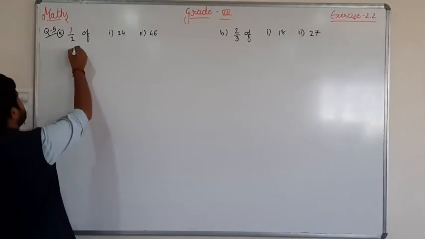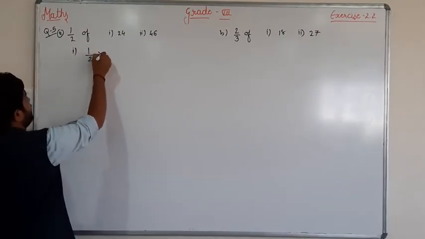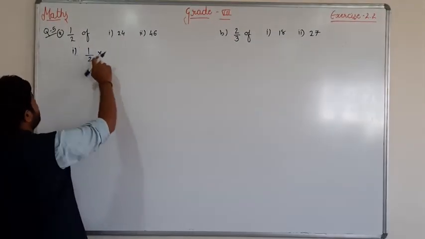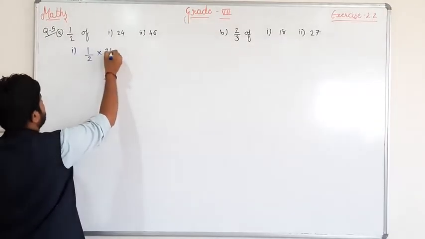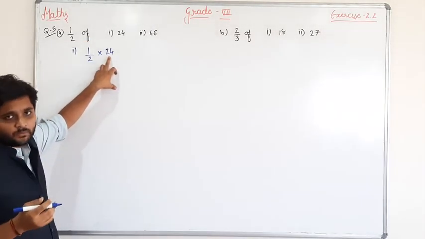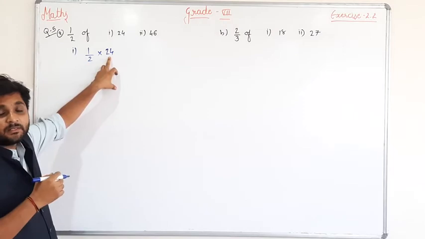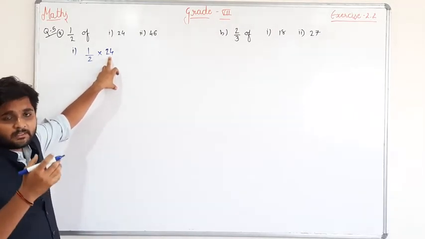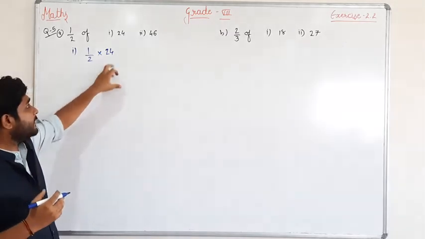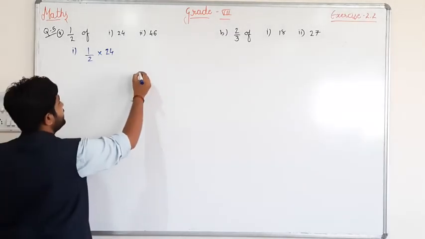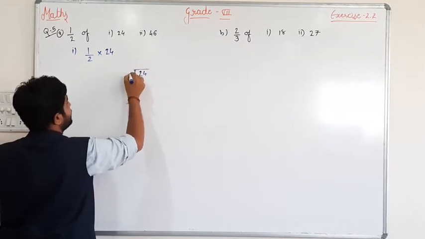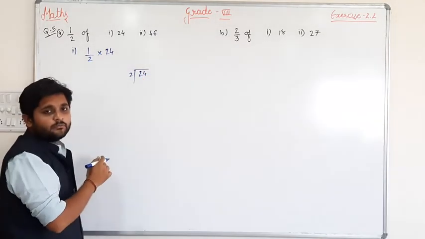So let me find the first one, 1 upon 2 of 24. Of means multiplication, 24. So friends, 24 is divisible by 2. Okay, 24 comes in the table of 2, but where does it come? That we don't have an idea, meaning with which number we can divide 24. So just simply what you have to do, you just do 24 divided by 2, in your rough work.